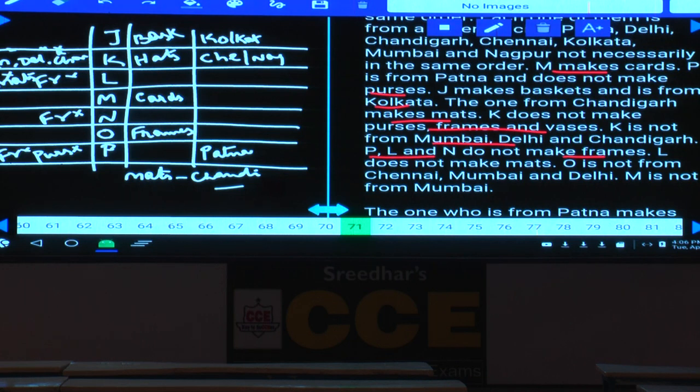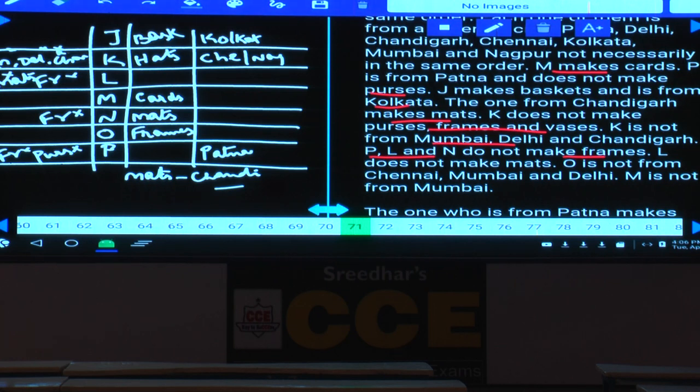Now why? If P makes mats, he must belong to Chandigarh. But as P is already from Patna, and this person cannot make mat as well, then what is the only possibility left for this mat? This N must make mats. Done with this? Now we are left with the remaining two. What are the remaining two? Basket, hat, card, mat, and frames were done. Now we are left with the remaining two. What are the remaining two articles?